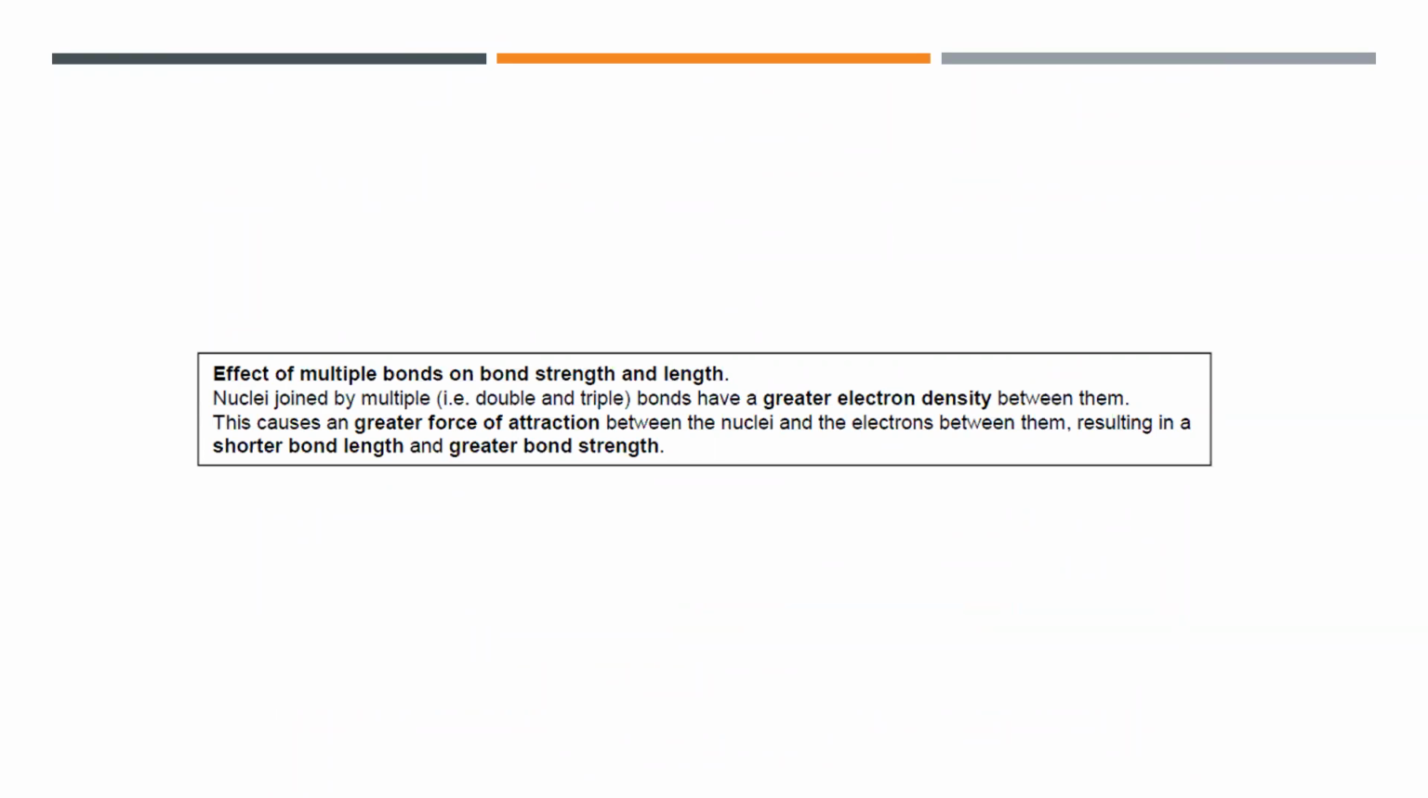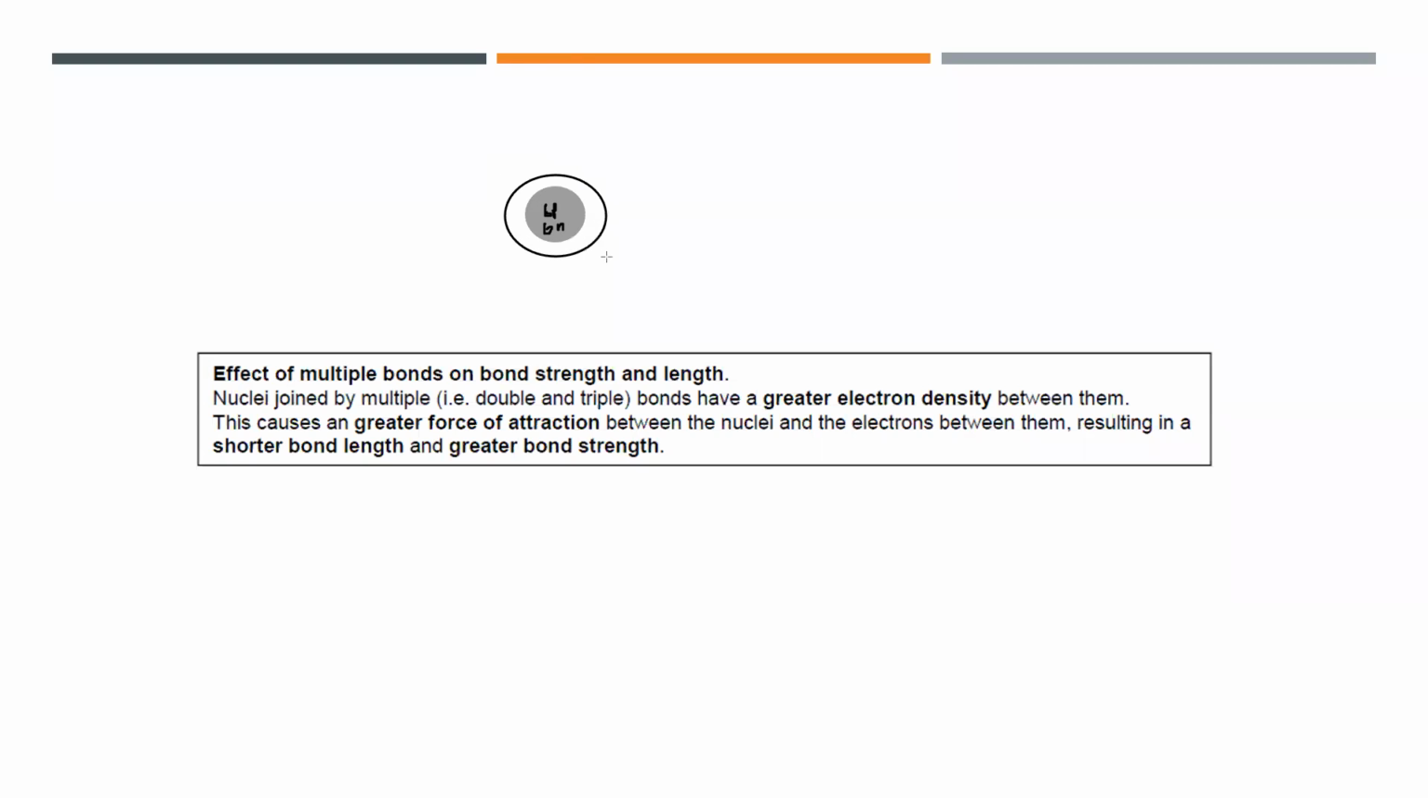Now what happens if we have a double bond or a triple bond? Basically, we are discussing covalent bonds and covalent structures. For example, if this is a carbon nucleus, the carbon nucleus contains 6 protons and 6 neutrons.